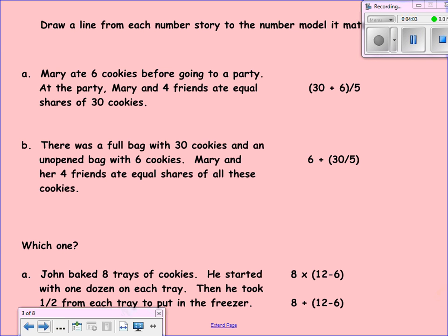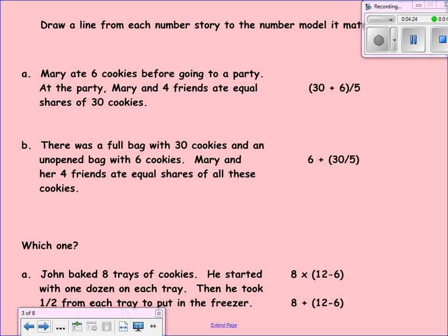Some expression problems here. Mary ate 6 cookies before going to a party. At the party, Mary and 4 friends ate equal shares of 30 cookies. Mary ate a bunch of cookies, I see. The next one says there was a full bag with 30 cookies and an unopened bag with 6 cookies. Mary and her 4 friends ate equal shares of all these cookies. All right, so let's take a look at A.